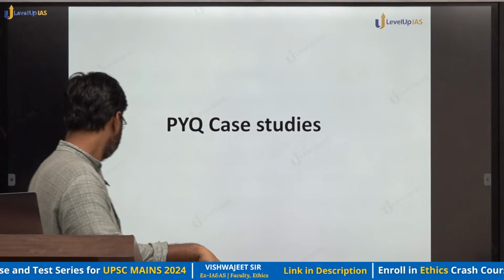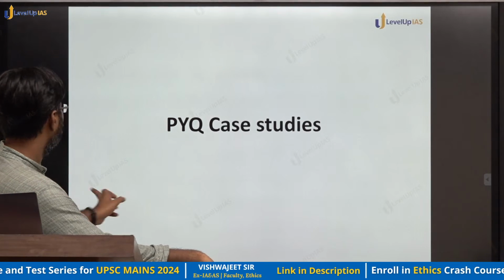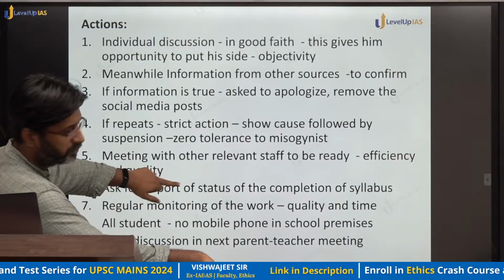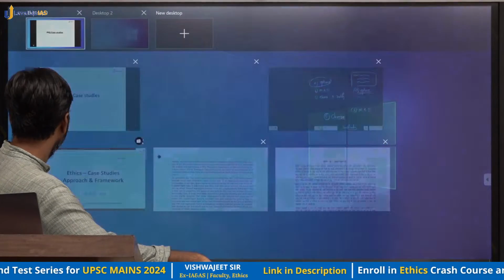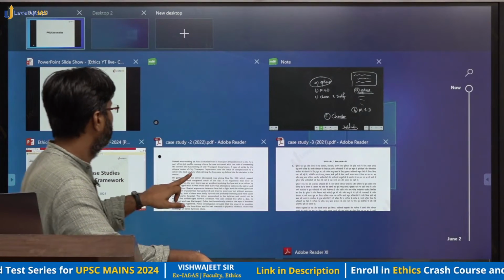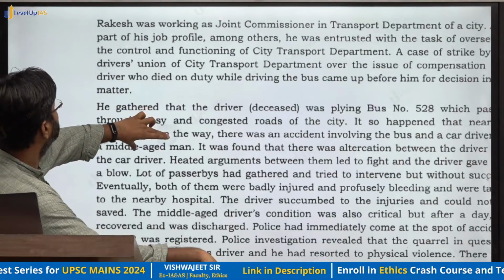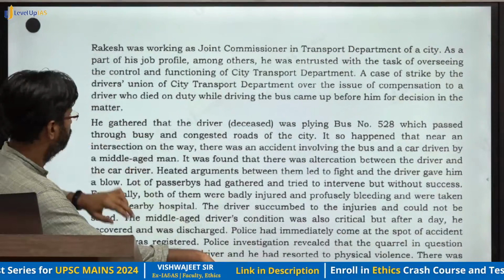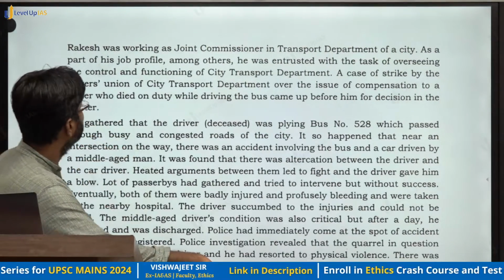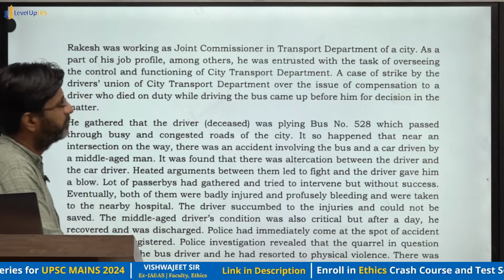Okay, let's see some PYQ case studies. So that's how this particular case study has to be analyzed. Okay. Now see this case study. This has been a case study, I think, in 2022. Rakesh was working as a joint commissioner in the transport department of a city.